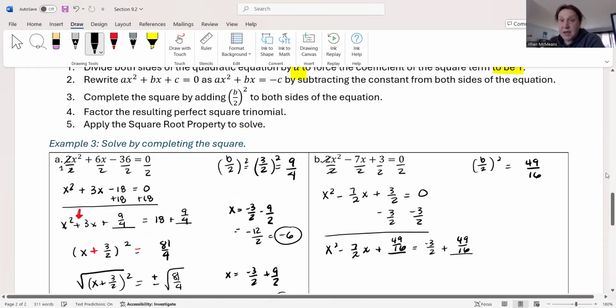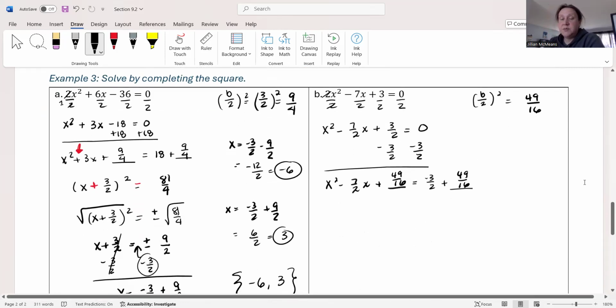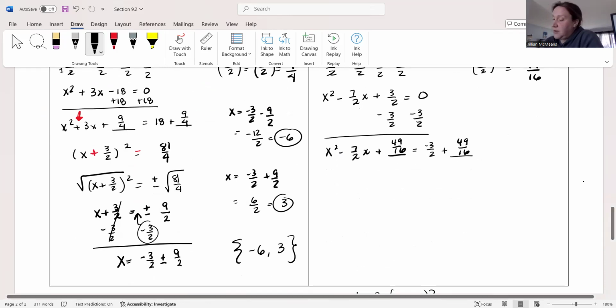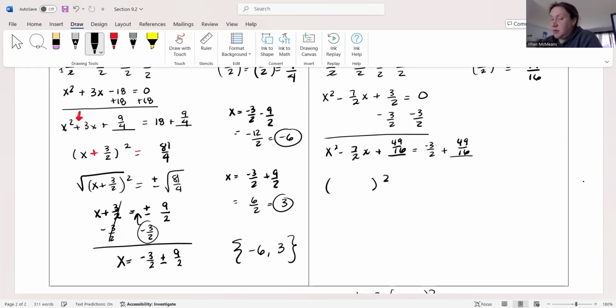Now, on the left, it's actually really easy to factor this. We've got a perfect square trinomial. The way we factor it is we take the first term, x squared, we take the square root of that, which is just x. We take the last term, which is what we just added, so 49/16. The square root of 49 is 7. The square root of 16 is 4. And then this sign right here tells me what sign I need in my binomial, so I need to subtract. So I get x minus 7/4 squared.